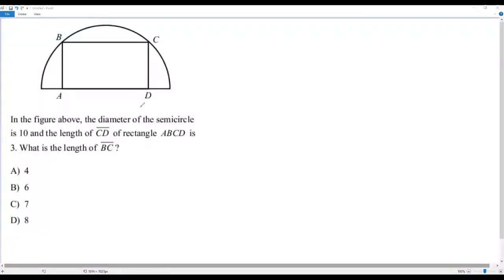Here we have a SAT math problem. Okay, let's go to the question. In the figure above, the diameter of the semicircle is 10 and the length of CD of rectangle ABCD is 3. What is the length of BC?